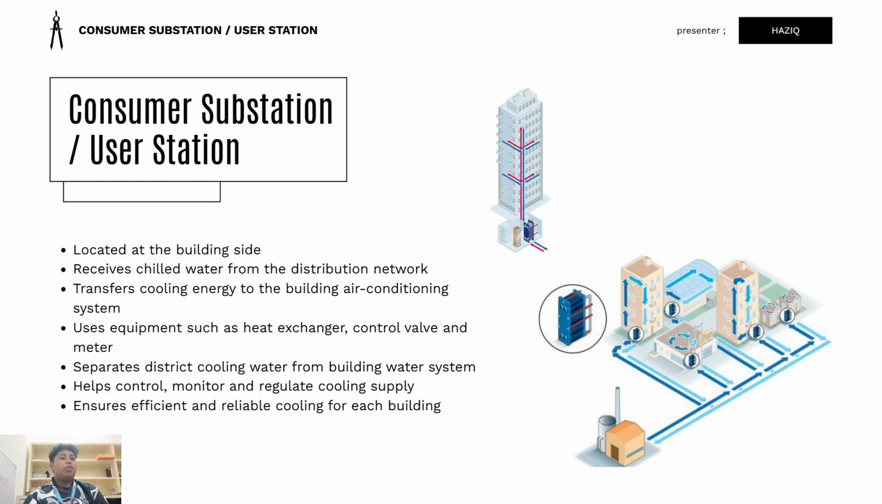At the user station, equipment such as heat exchangers, control valves, meters, and pumps may be used to regulate and monitor the cooling supply. The chilled water does not mix directly with the building water system because the heat exchangers separate both circuits. This helps improve safety, system control, and maintenance. The user station is important because it ensures that each building receives the required cooling capacity efficiently and reliably.